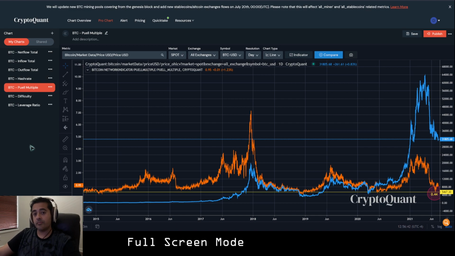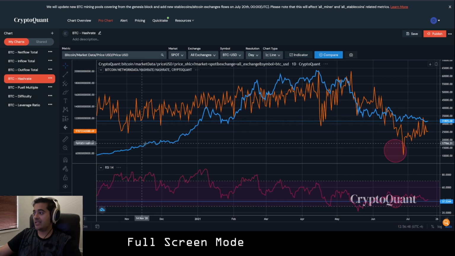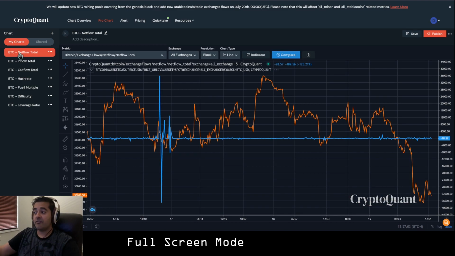The Puell multiple basically tells us how profitable it is to mine Bitcoin, so we want to keep an eye on that. Hash rate itself has continued to go up since it hit the bottom down here, and we have seen that it is kind of in an uptrend right now. So as more mining gear comes online, hash rate is going back up. All in all, the on-chain technicals are looking fairly bullish.